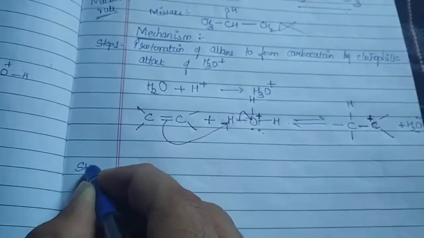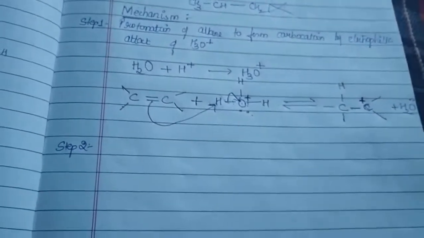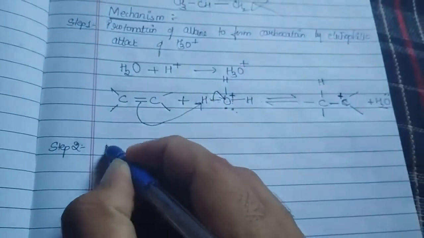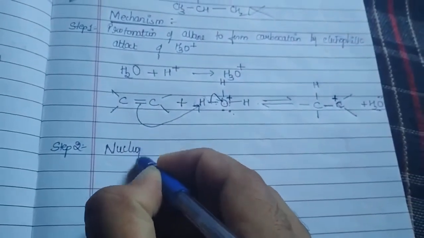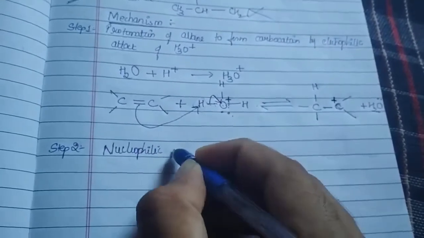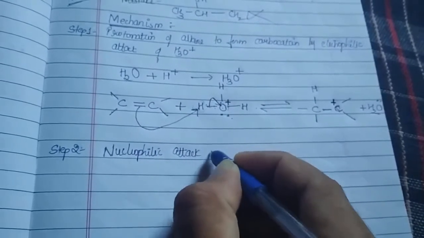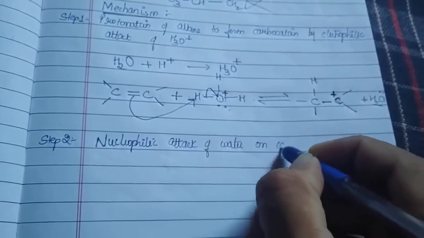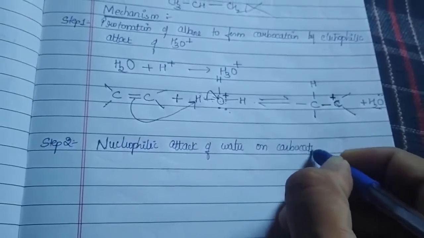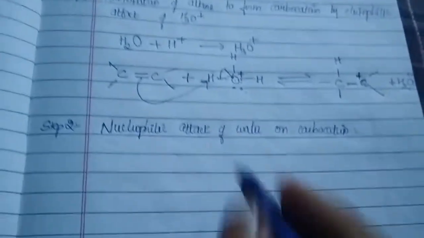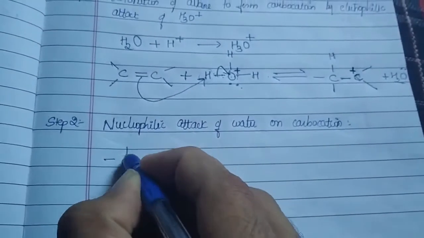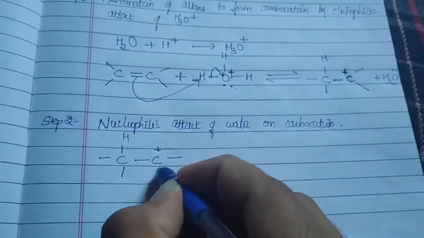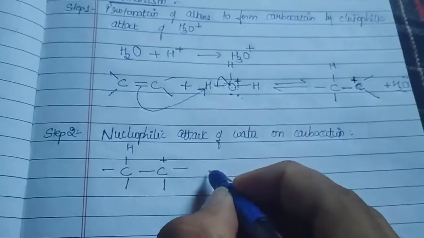Step 2, let us see. Next, what happens? Once your carbocation has been formed, now what happened? Nucleophilic attack takes place. Nucleophilic attack of what? Water. Nucleophilic attack of water on the carbocation. That means what? Of course, this is now our carbocation. Yes, C+ like the second, right? So now what happens?